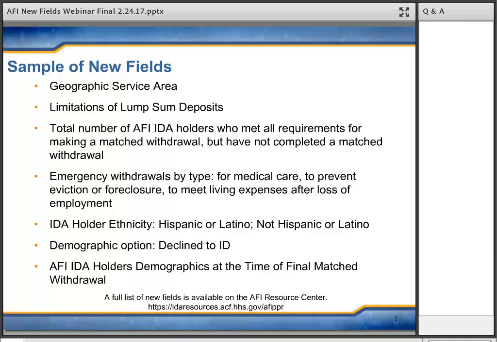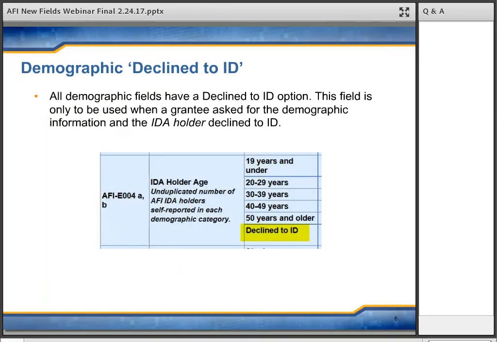So there's two demographic timeframes that we're now collecting specifically. So going into some of those specifics, there are two new fields we would really like to specifically call out and clarify how they should be used.